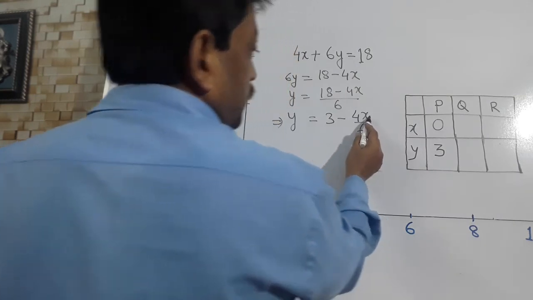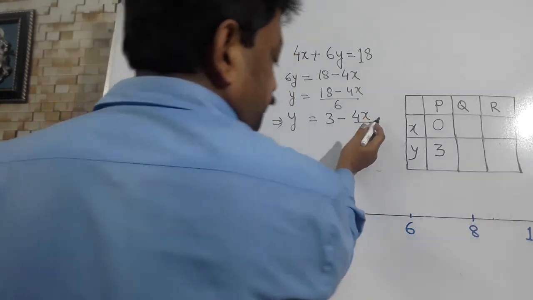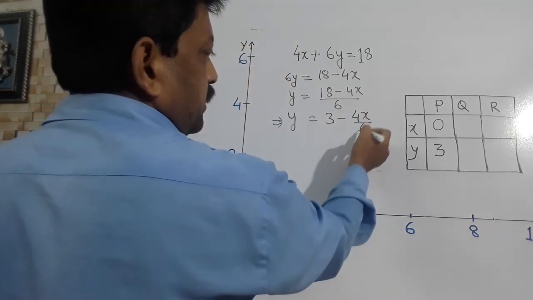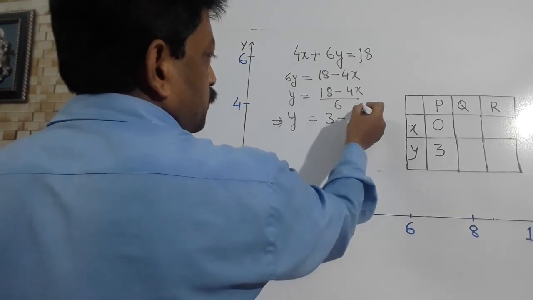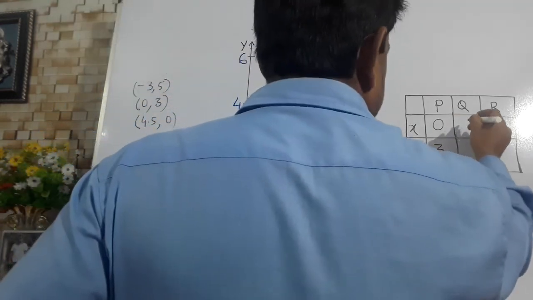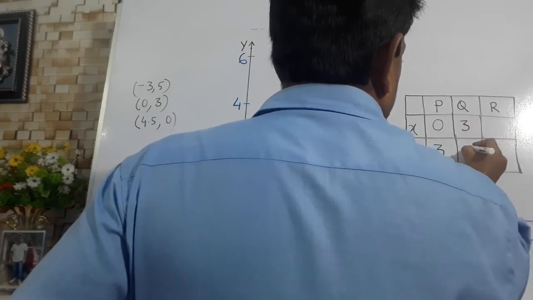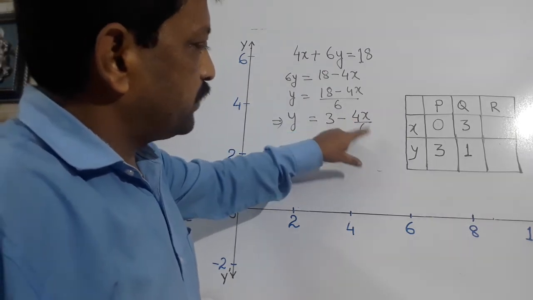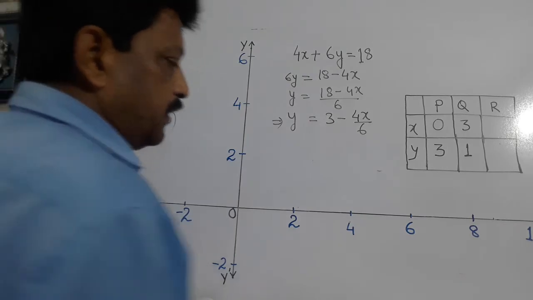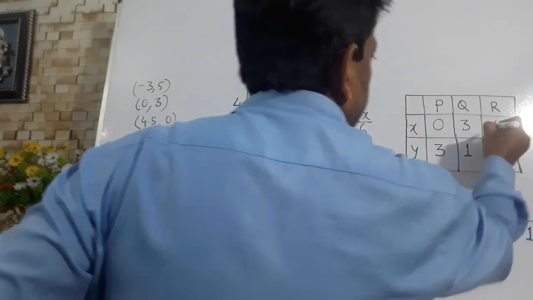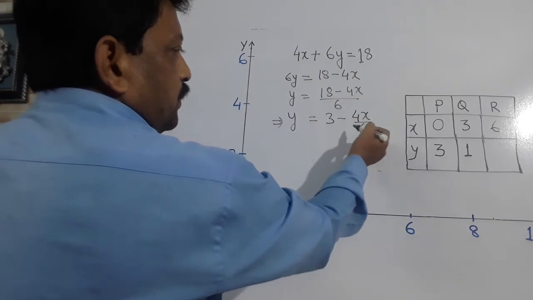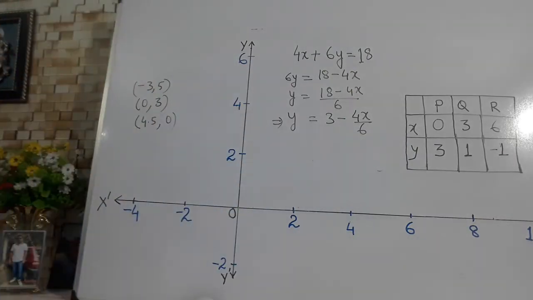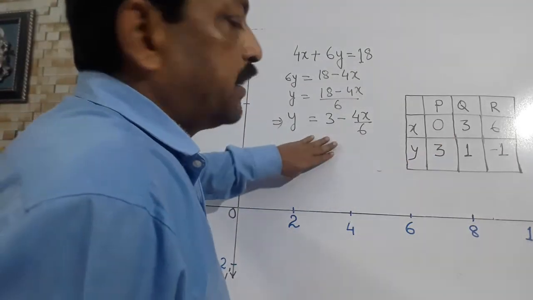If x is 3, so 6 cuts 3 is 2, 2 cuts 4 is 2, 3 minus 2 is 1. So if x is 3, then y is 1. Just check it. X is 3, 4 3s are 12, 12 by 6 is 2, 3 minus 2 is 1. Y is 1. And the last one, if x is 6, then 6 will be cancelled. So 3 minus 4 is minus 1. So these are the solution sets for the second situation.